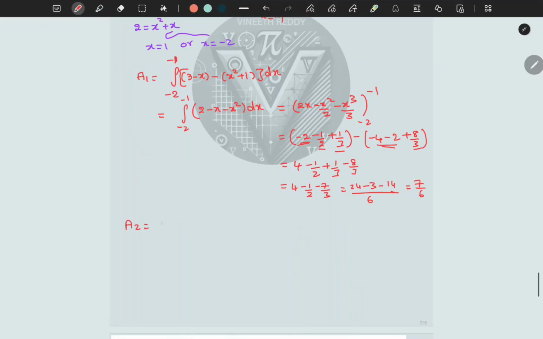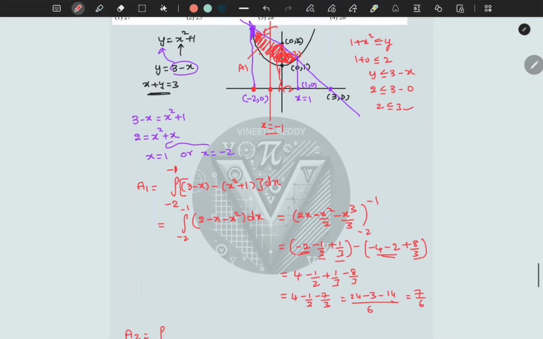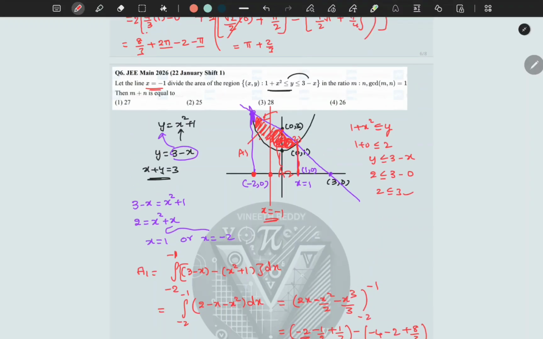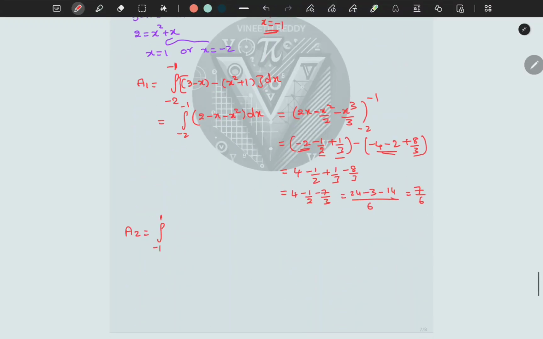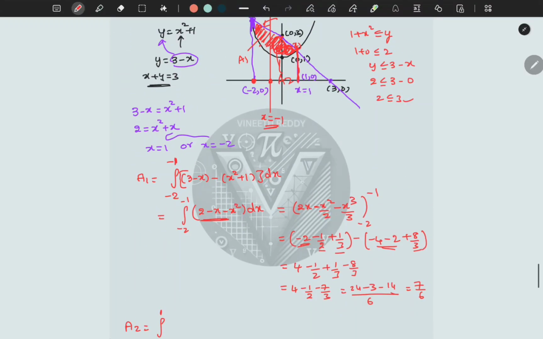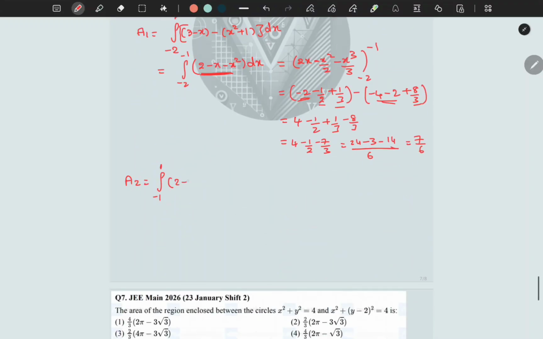That's it. So A2 will be from, now the lowermost limit will be -1 and the upper limit of x should be 1, I think, right? Yeah, correct. So this should be the upper limit, that means 1. And again, the value inside the integration should be this only, 2 minus x square dx, right?